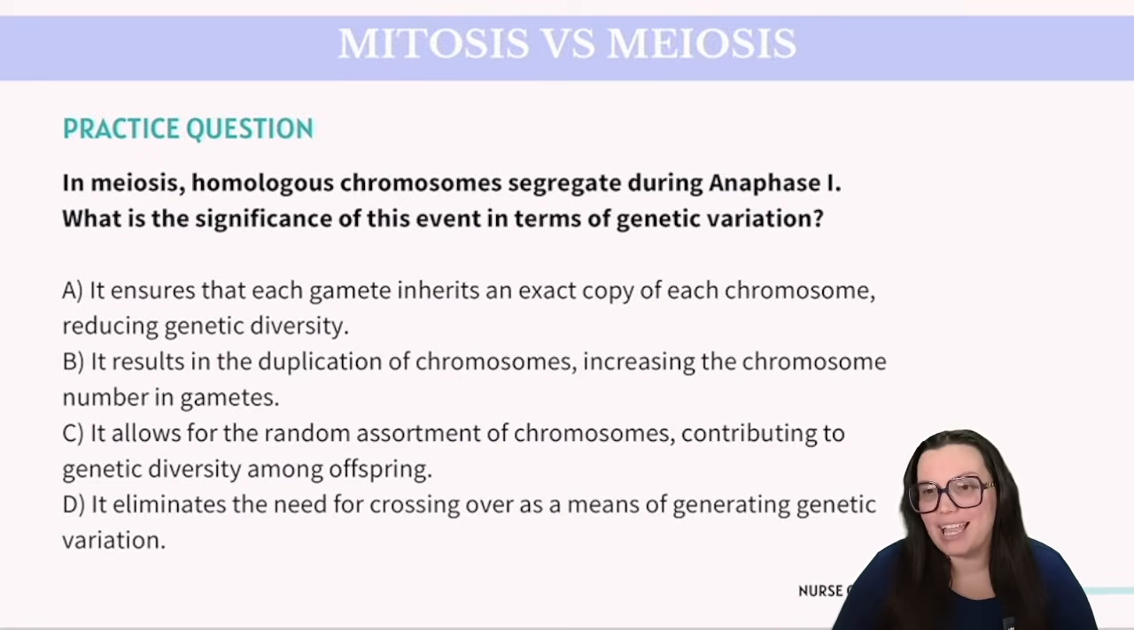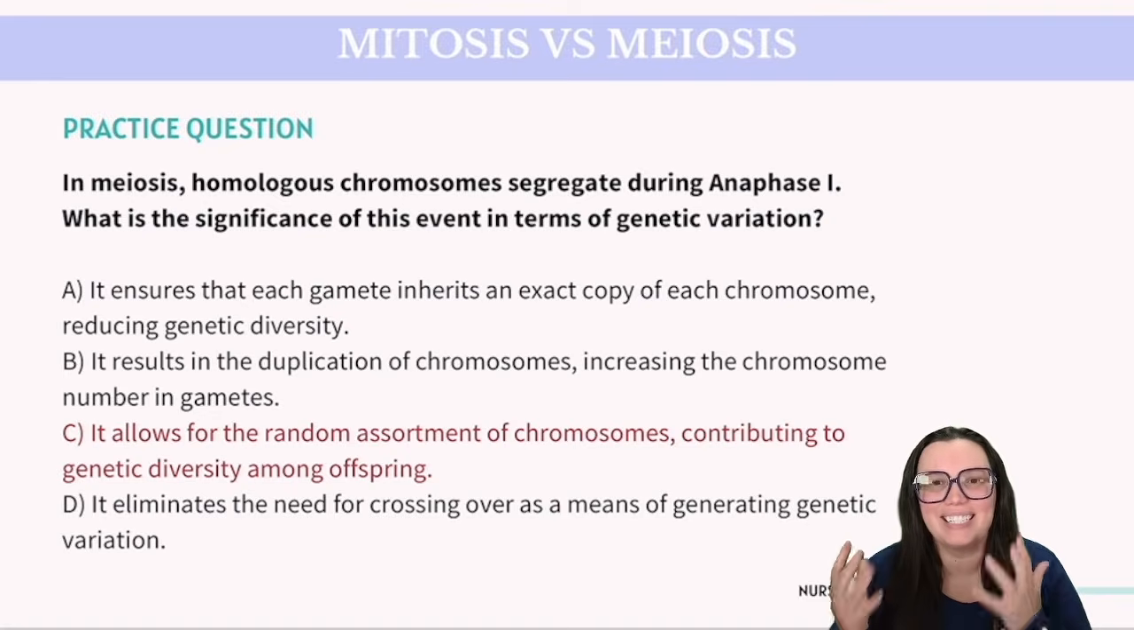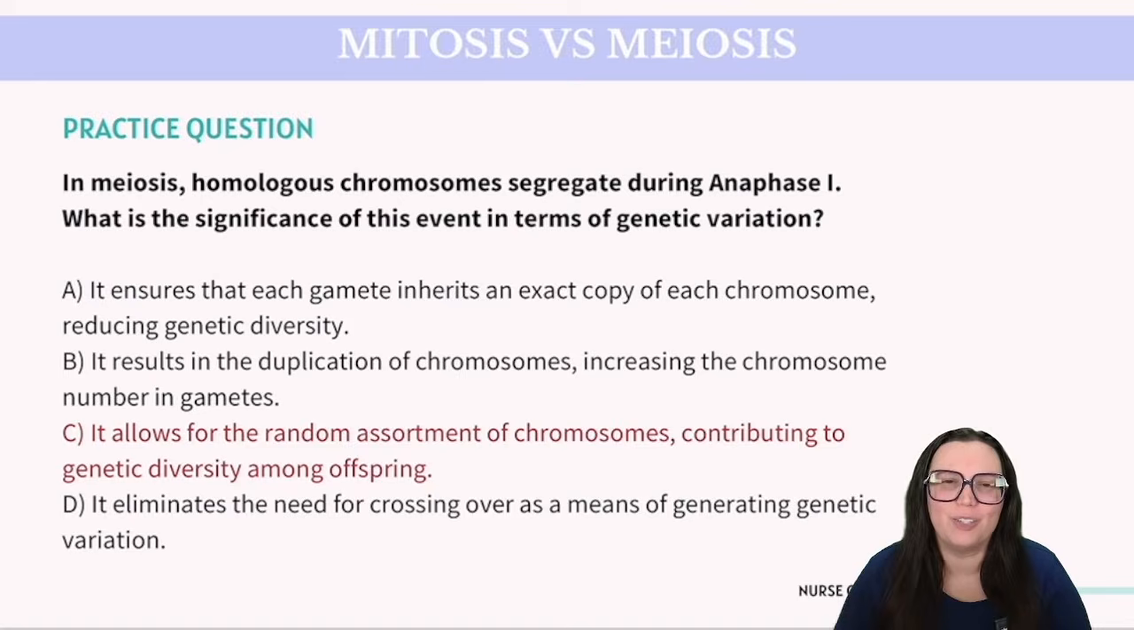Is it B, it results in the duplication of chromosomes, increasing the chromosome number of gametes? C, it allows for the random assortment of chromosomes, contributing to genetic diversity among offspring? Or is it D, it eliminates the need for crossing over as a means of generating genetic variation? And the correct answer is C, it allows for the random assortment of chromosomes, contributing to genetic diversity among offspring.